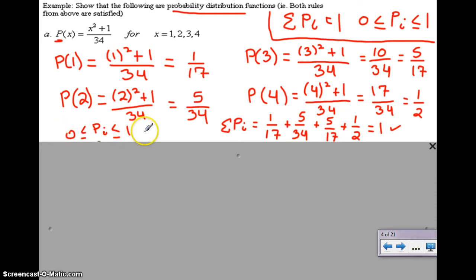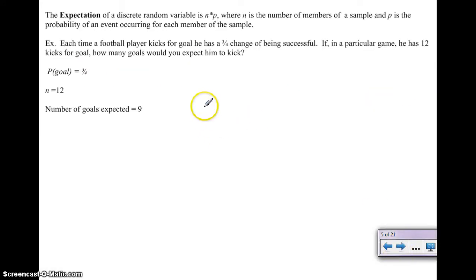Perfect. So they satisfy both requirements to be a probability distribution, and that is what it would look like if you were given a function. When you have a discrete random variable, which is the x that we've been talking about, you can also find the mean and the standard deviation for that set of data.